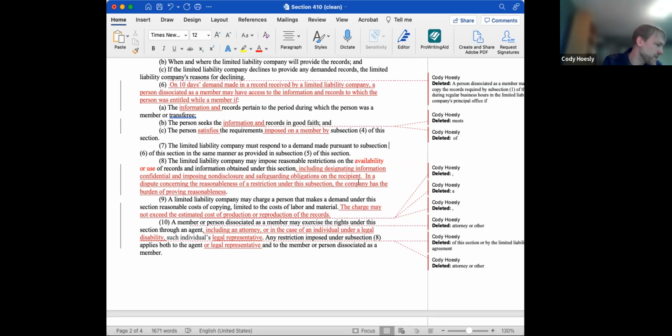I guess, vary the records required under 410(1), or the duties and rights under section 410 except as otherwise provided in that section. And then you would look at 410 to say, oh, how else does it allow there to be changes to the rights and duties? And you look at 8 and it says, oh, I can do reasonable restrictions on availability and use.